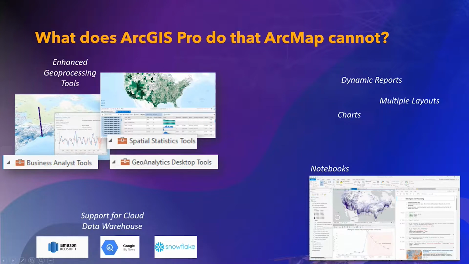And if you're looking at big data, Pro has support for 3 cloud data warehouses. So Amazon Redshift, Google BigQuery and Snowflake. So you can start taking in slices of your data into Pro. And also, if you're looking to leverage programming, Notebooks is integrated into Pro to write, document, and run Python code, whilst harnessing ArcPy and the API for Python.